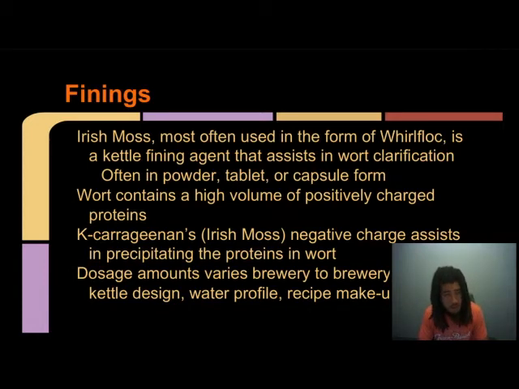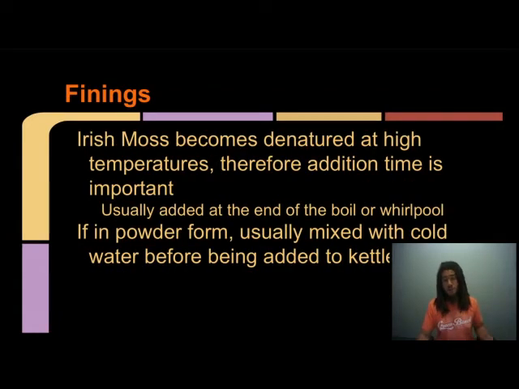Wort contains a high volume of positively charged proteins. So Irish moss, also known as kappa carrageenans, has a negative charge, and it assists in precipitating the proteins in the wort. So basically, you add a negative charge, the positive charges bind, they coagulate. Dosage amounts vary by brewery, depending on what they want, based upon kettle design, water profile, recipe makeup, lots of things. Find what works best for you and your brewery, and I know the brewers will definitely know exactly what works best for them, but most breweries use whirlfloc to help clarify. Irish moss does become denatured at high temperatures.